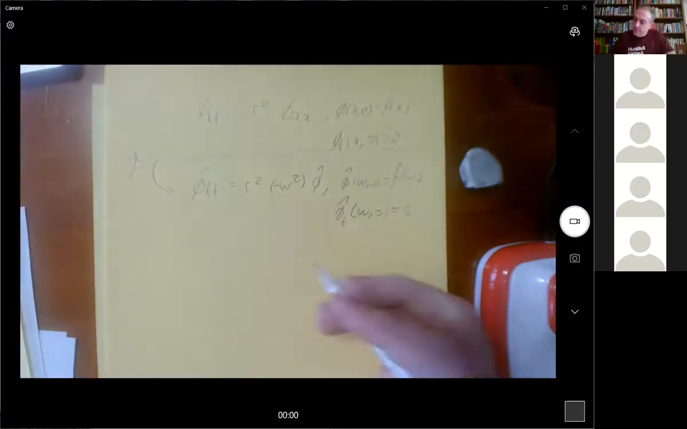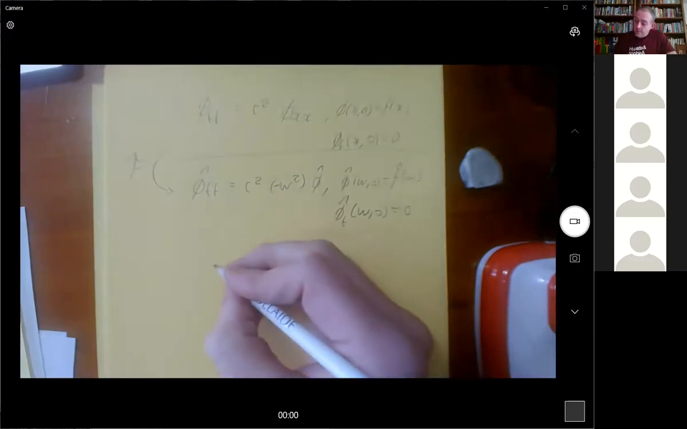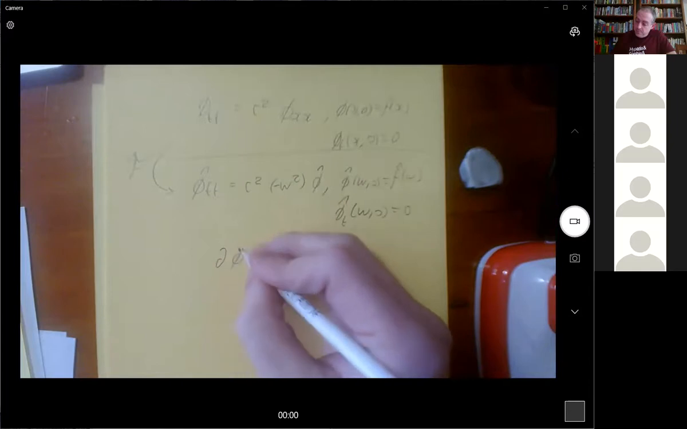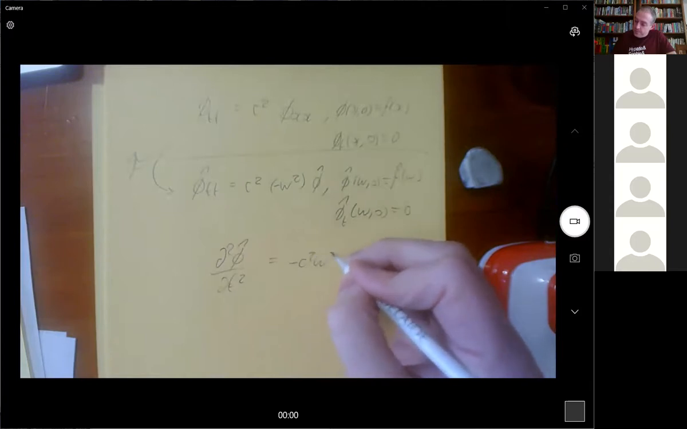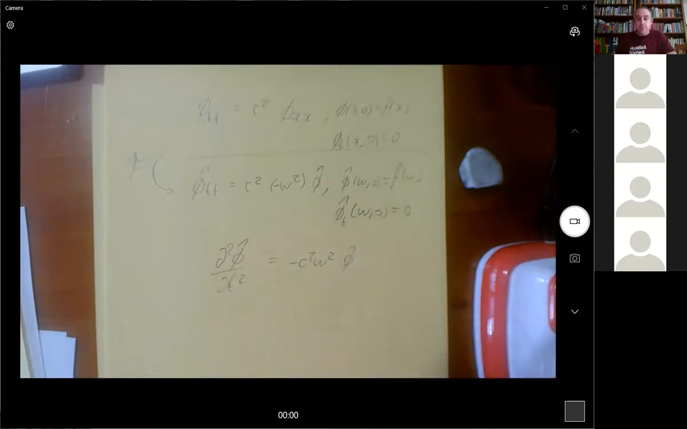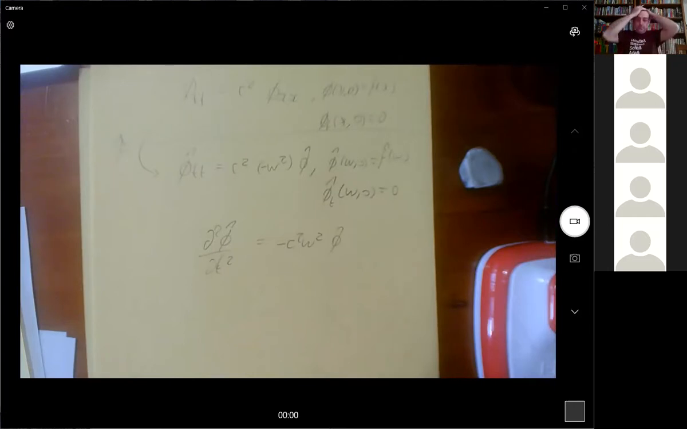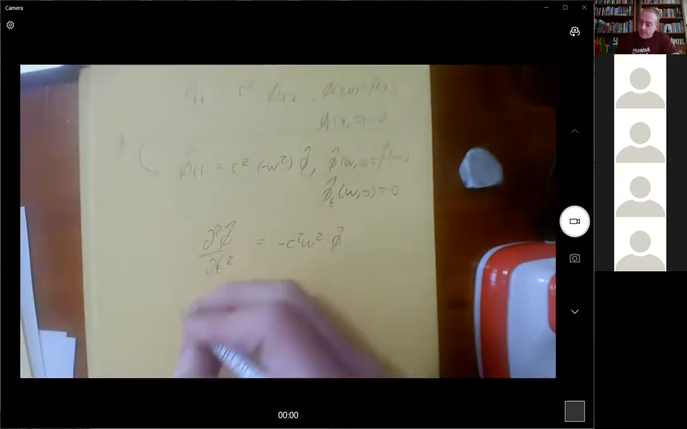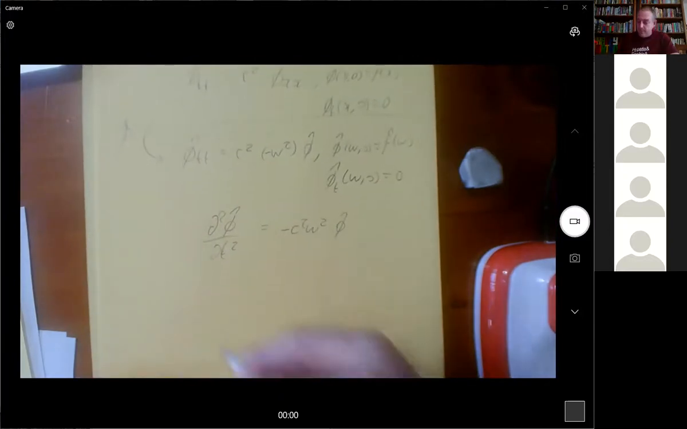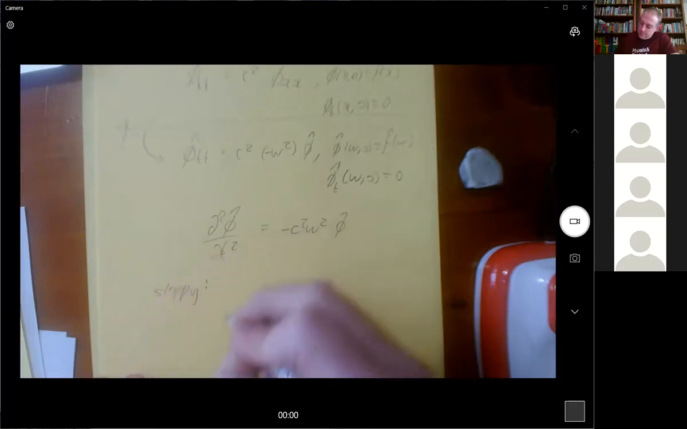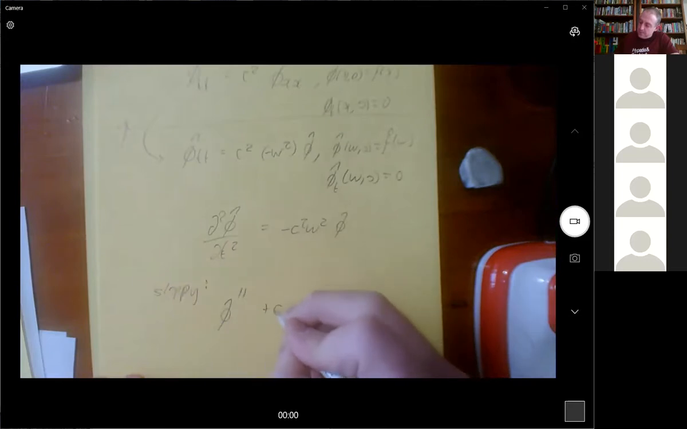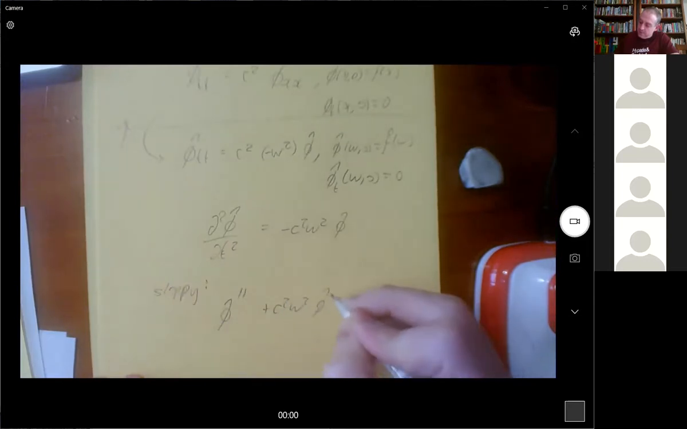I'm going to look at this. This is now saying that the second derivative of phi hat with respect to t is minus c squared w squared phi hat, which is a second order DE with constant coefficients. If I'm going to write it sloppily, phi hat double dashed plus c squared w squared phi hat is 0.